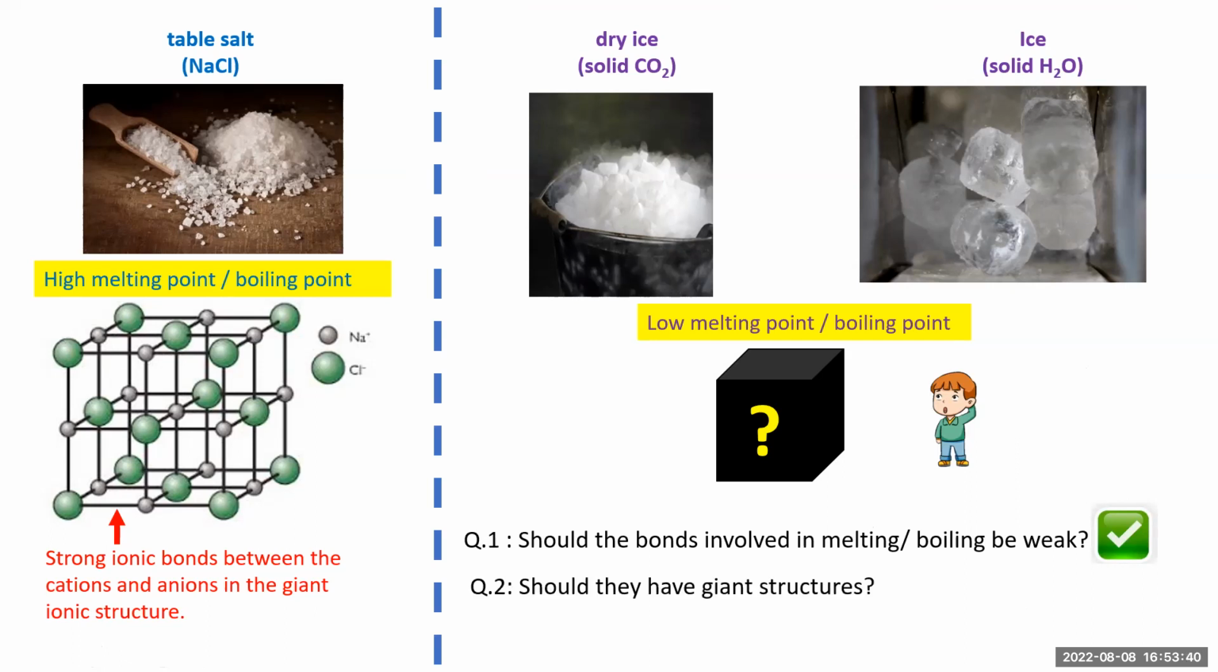Second question, should they have giant structures? That means the particles, in this case the atoms, are linked to each other repeatedly to form a giant structure. It should be no, right? Because based on its low melting point and boiling point, the structure shouldn't be giant. Otherwise, it would require breaking a lot of bonds. Instead of giant structure, carbon dioxide and also the ice, I mean the water, have simple structures. So what is a simple structure? Now take out your notes.